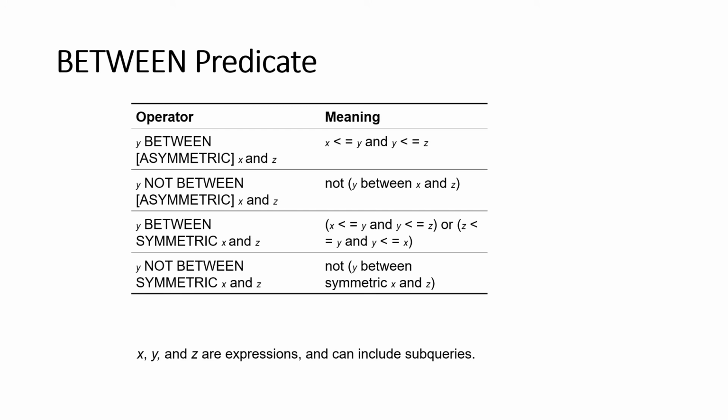Now next is the between predicate, operator and meaning. So we have this between operator and its meaning is here.